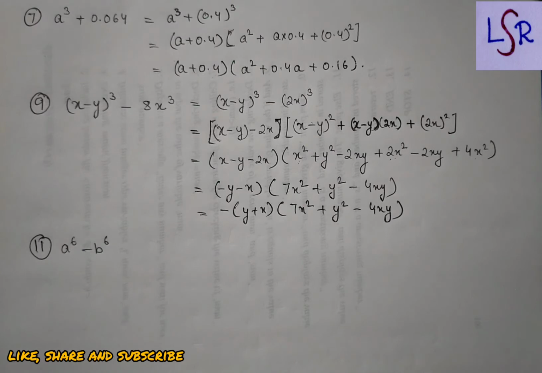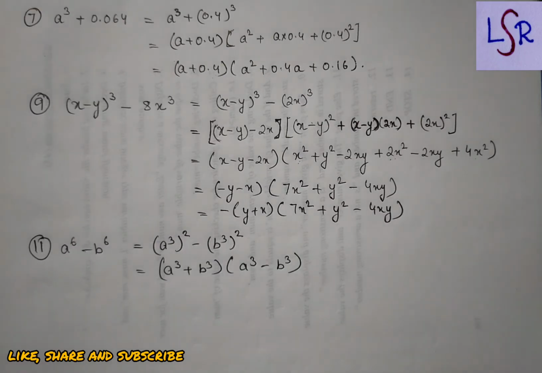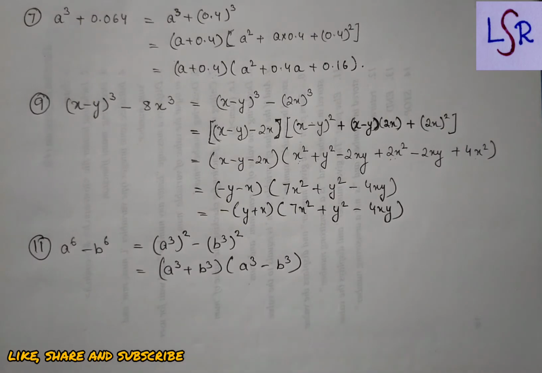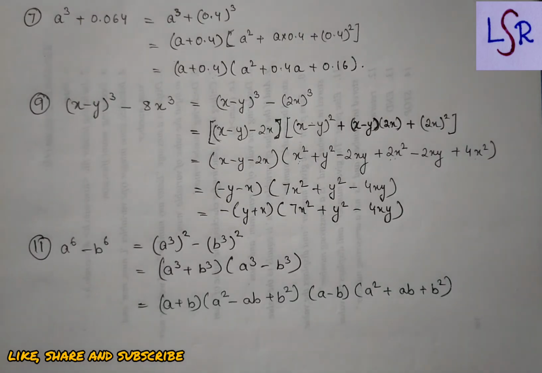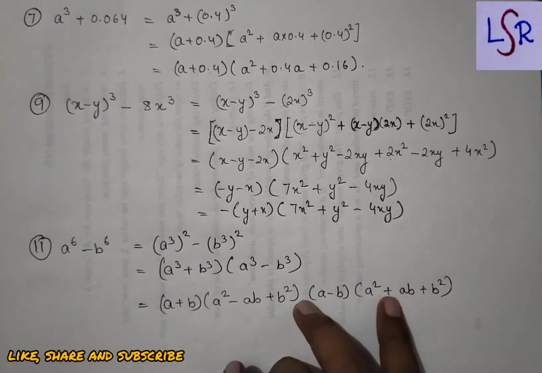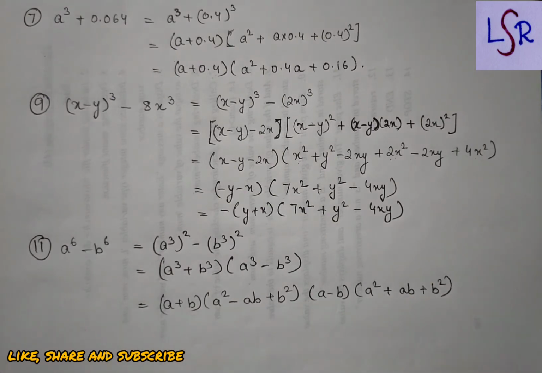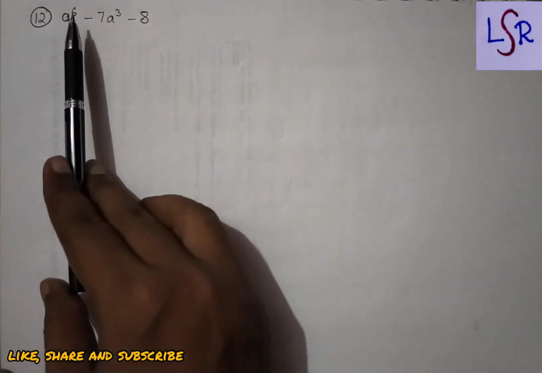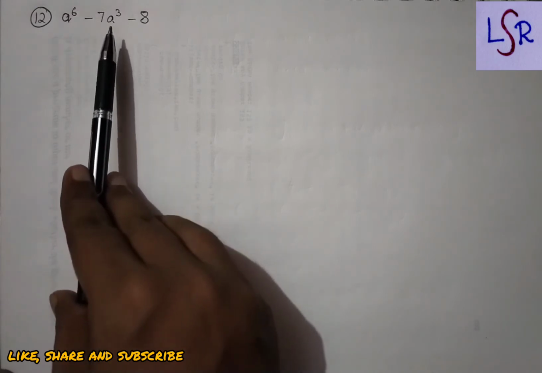Here this can be written as a cube to the whole square and b cube to the whole square, and that is in the form of a plus b and a minus b. After getting the expression in a cube plus b cube and a cube minus b cube, we can use the identities to open them, and we finally get this. This is the expansion of a cube plus b cube, and this one is the expansion of a cube minus b cube. Now in question number 12, we have the expression a to the power 6 minus 7a cube minus 8.